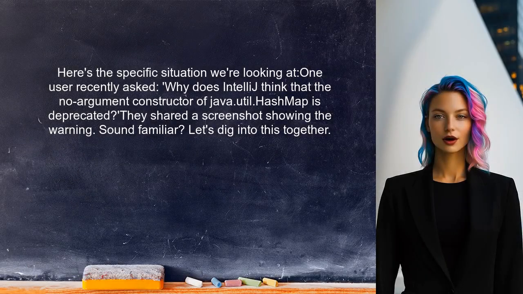Here's the specific situation we're looking at. One user recently asked, why does IntelliJ think that the no-argument constructor of java.util.HashMap is deprecated? They shared a screenshot showing the warning, and it raised a lot of eyebrows. Sound familiar? If so, let's dig into this together and find a solution.